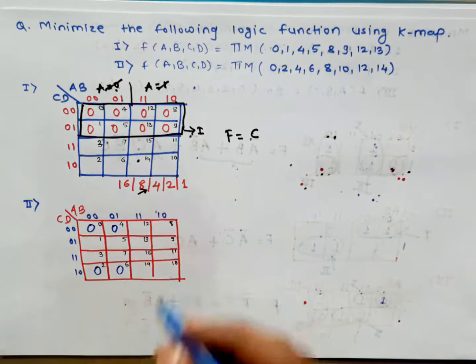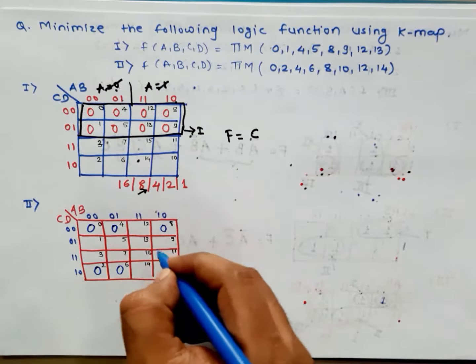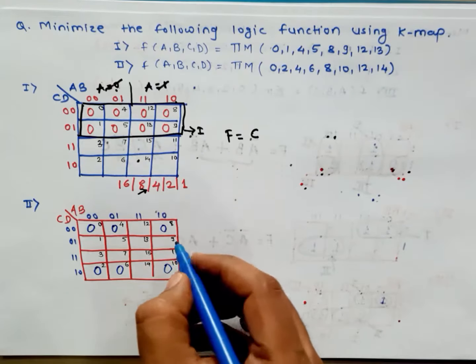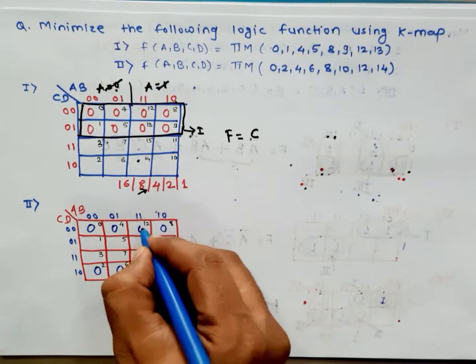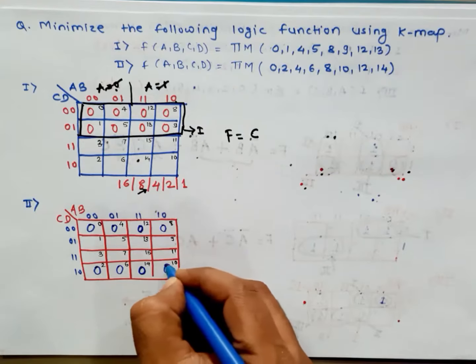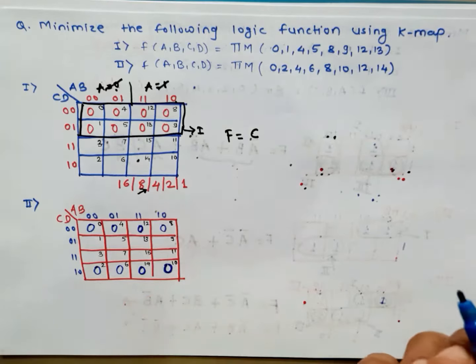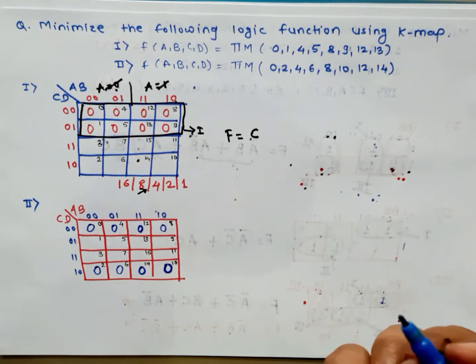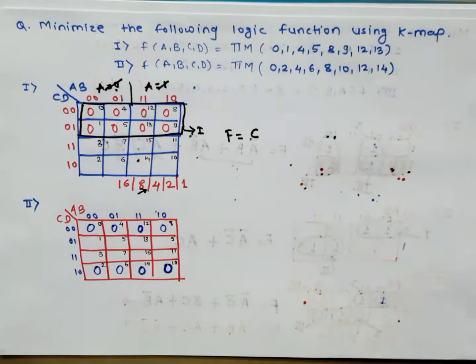6, 8, 10, 12 and 14 number cells. So these 8 cells having a 0 value. Now next step, we need to make a group of these cells.